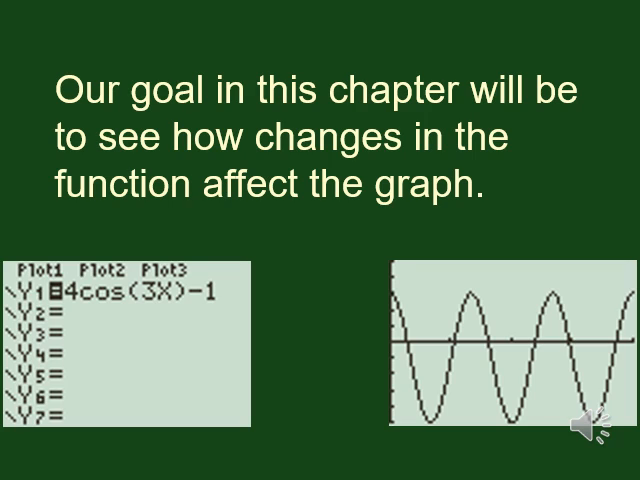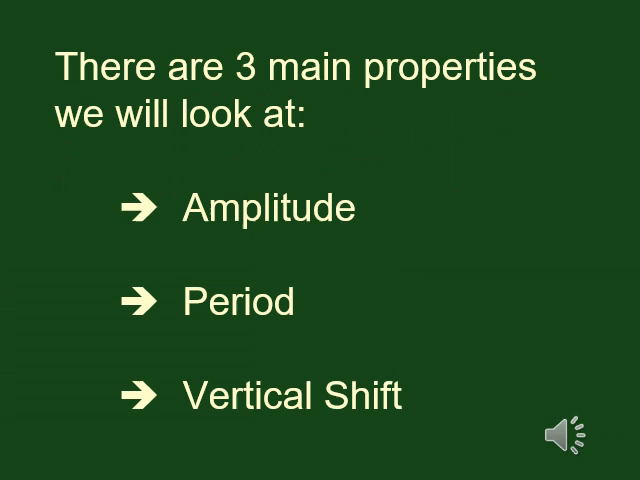We're going to find what each of those numbers does to change this equation and to change the graph. The three main properties of trig graphs that we're going to look at are amplitude, period, and vertical shift. I brought up those three terms yesterday. Vertical shift can also be called the center, but they're the same basic things.